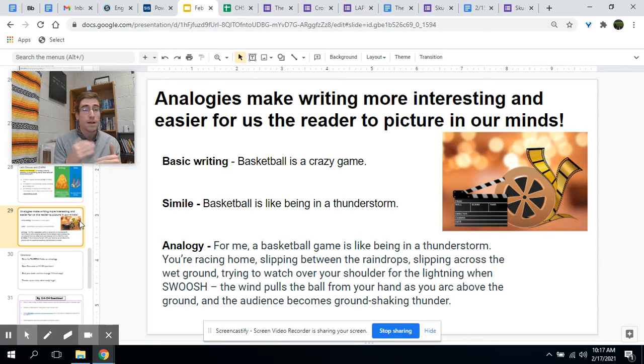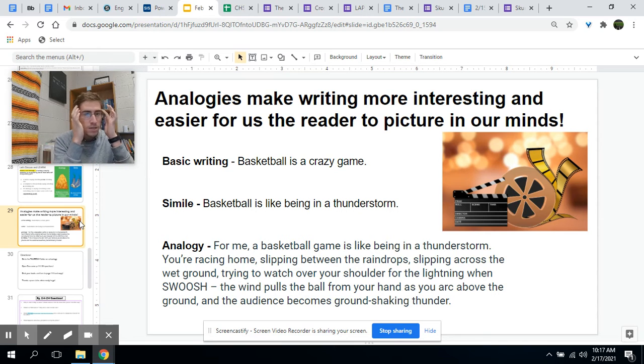Adding a simile is spicing it up a little bit. Basketball is like being in a thunderstorm. Remember, there's no explanation there. It's just comparing basketball to a thunderstorm. An analogy is going to give us that explanation. So let's read this analogy. For me, a basketball game is like being in a thunderstorm.